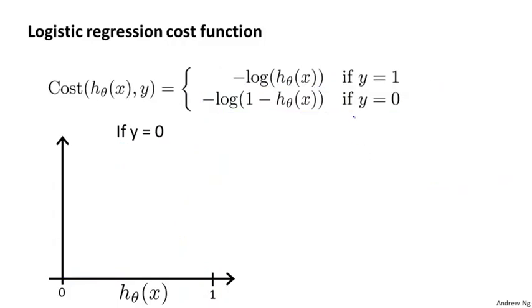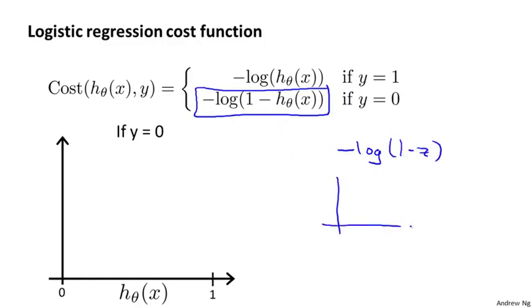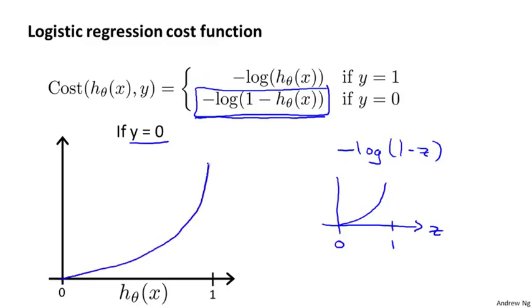Let's plot the cost function for the case of y equals 0. So if y equals 0, that's going to be our cost function. If you look at this expression and plot minus log 1 minus z, you get a figure that looks like this, which goes from 0 to 1 with the z-axis on the horizontal axis. So if you take this cost function and plot it for the case of y equals 0, what you get is that the cost function looks like this. And what this cost function does is that it blows up, or goes to positive infinity, as h of x goes to 1.